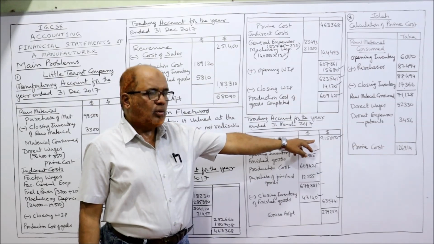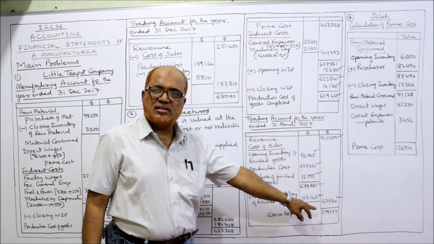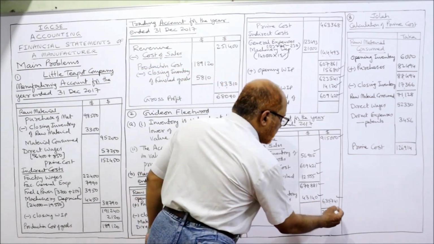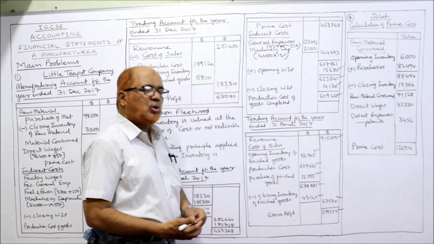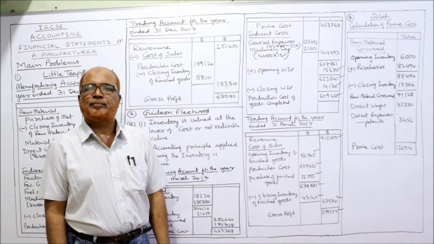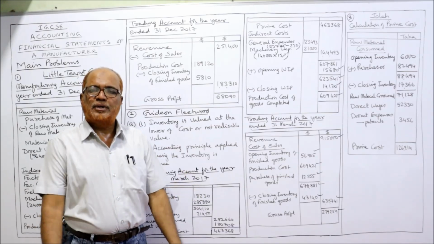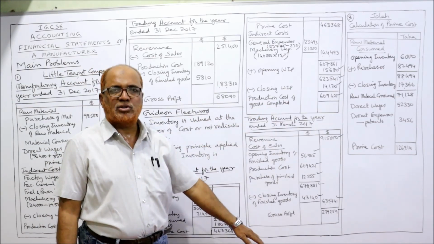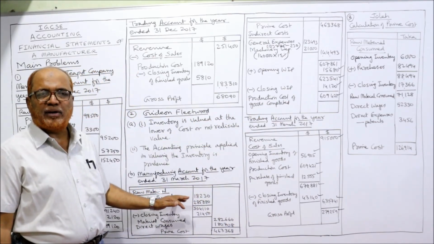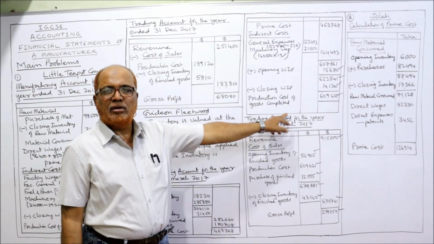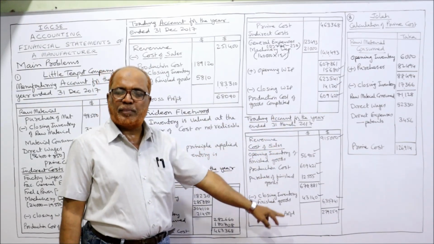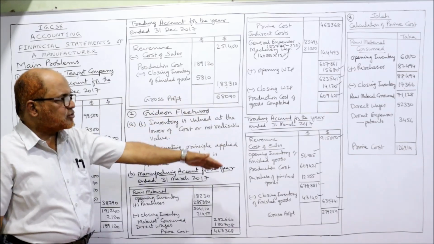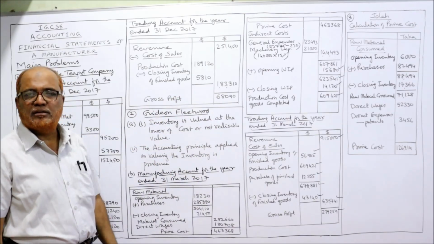So revenue minus cost of sales, we will get the gross profit. So gross profit we got 2,79,259. That's all. So in this problem, we have prepared the manufacturing account and we have prepared the trading account. Manufacturing account is prepared to find out the cost of production, whereas trading account is prepared to find out the gross profit.